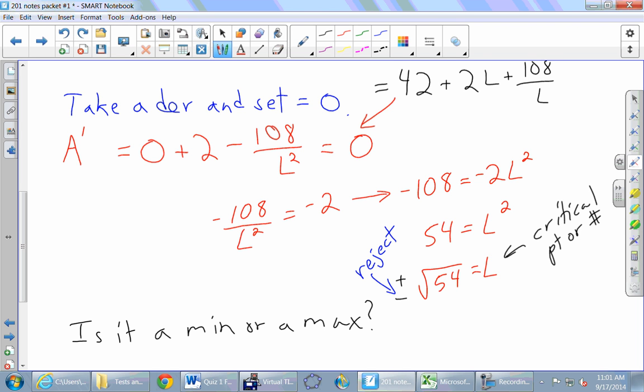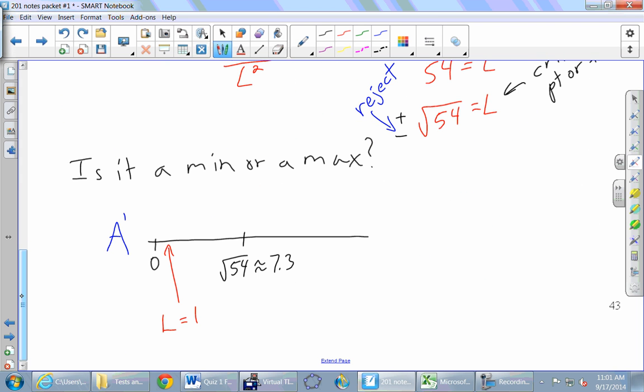It is very negative. Yes? It's 2 minus 108. So it turns out if you pick any number between 0 and 7.3, you would have gotten a negative number. We picked 1. We could have picked 7.2. It'd still be negative. Anything in there. And now we pick a number that's bigger than 7.3. A lot of people like to pick numbers that are close, like 7.4 or 8, right? I don't do that.